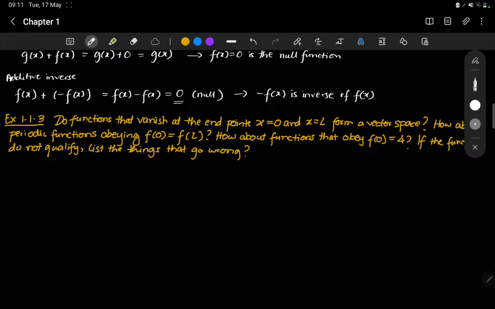So the first part says that functions are vanishing at the endpoints. What that means is, for the first part, that f at 0 is the same as f at L, which is 0. So does this form a linear vector space? Well, to check that, we need to look at those 8 axioms we saw in the very first video, and then we need to see whether this class of functions follows those 8 axioms or not.